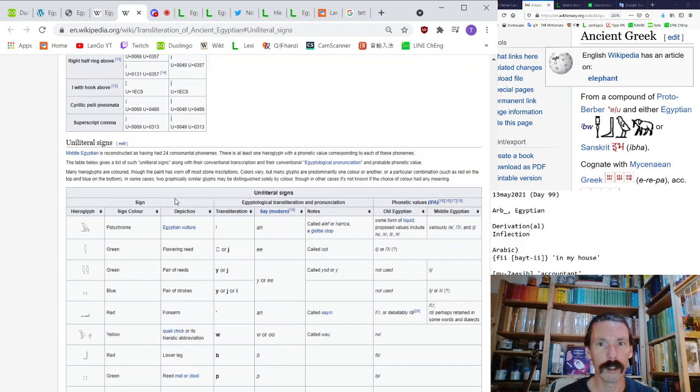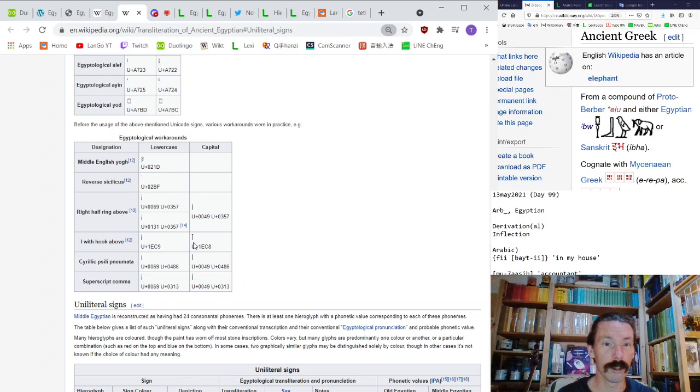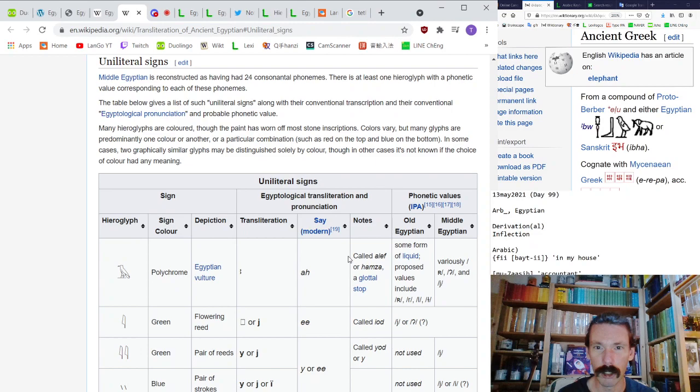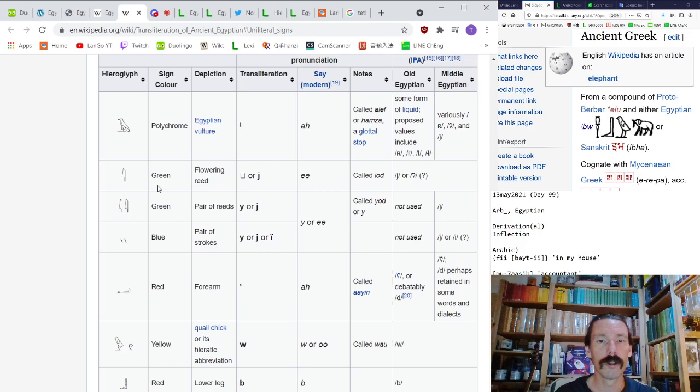All right, and the colors. So this one on Wikipedia is quite good. Like I say, I want to know all about the colors involved. So the polychrome vulture, which was some form of liquid, r or l. Middle Egyptian, r. And it shows the different phonetic values for the different stages. Excellent, that's really cool. Old and middle. May have happened in Greek too. Green feather for ya, e, called yod or y.